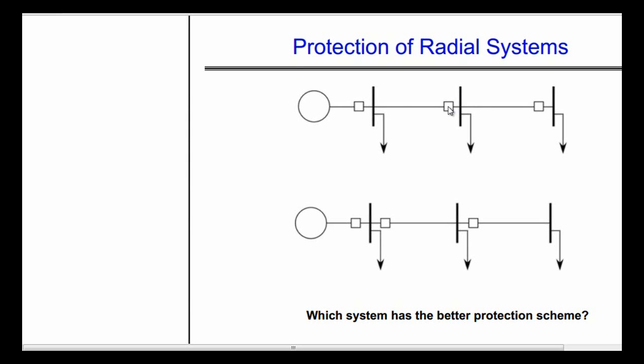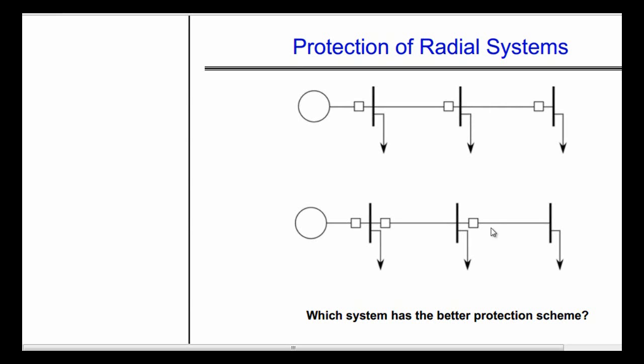So if this one opens and the fault was on this feeder, all the loads connected to this feeder will also be affected. And actually the fault wasn't on this feeder, but on the main feeder here. So the reliability will go down, since even the unfaulted system is disconnected due to a fault somewhere else.